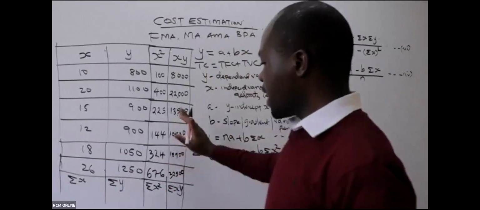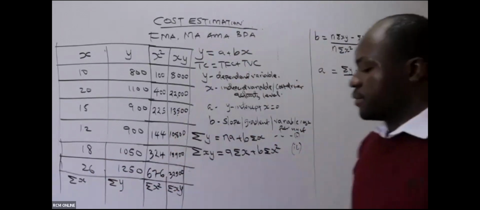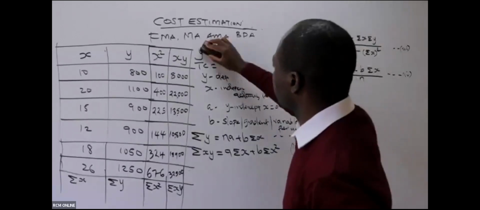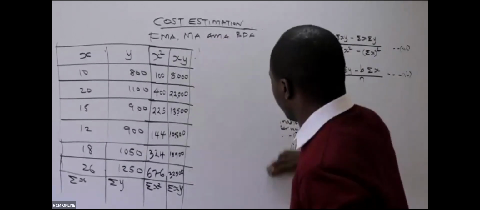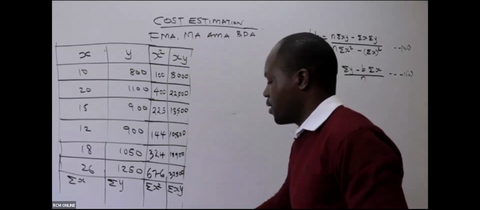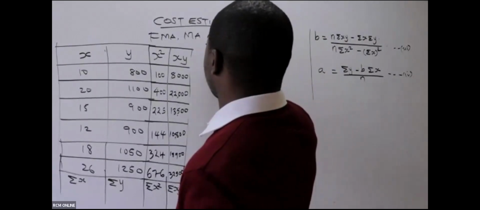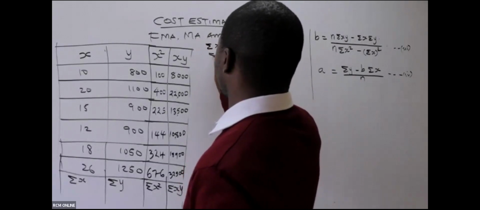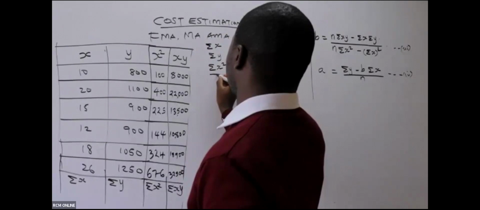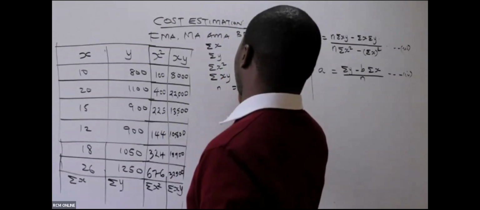Good. So let's add everything within these columns. So what do we have as the summation of x, summation of y, summation of x squared, summation of xy? Of course, n.